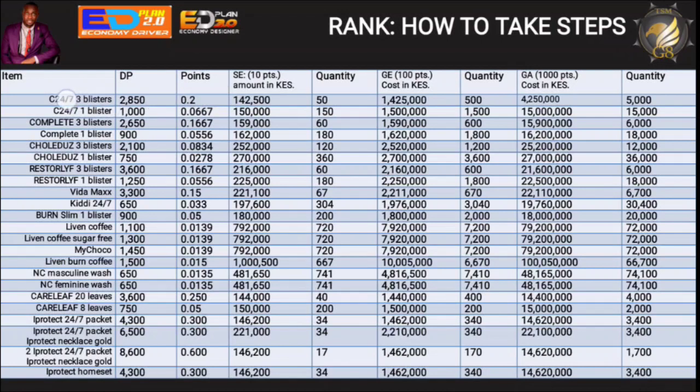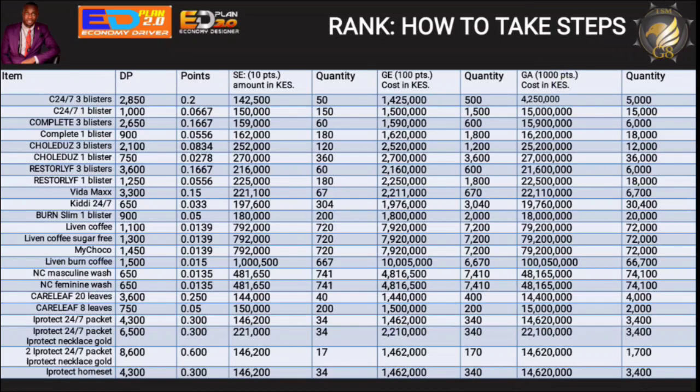Now, if you want to become a self-executive, you need to spend at least 142,500 Kenyan shillings for you to become a self-executive. This means this is the amount of money you and your team have spent to reorder these products for you to become a self-executive. If you want to become a gold executive, you need to have spent 1.425 million Kenyan shillings worth of products of C24/7 for you to become a gold executive. For you to become a global ambassador, 4.2 million Kenyan shillings. So you and your team need to have spent 4.2 million Kenyan shillings on reorders and PMA for you to become a global ambassador, okay?